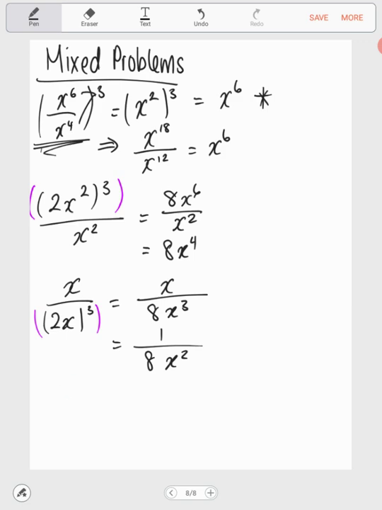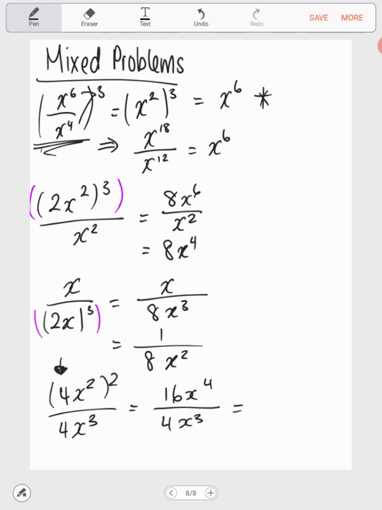This one has a number on the top and the bottom. You may be thinking, why can't I just cross off the 4 on both sides, because there's a 4 on the top and a 4 on the bottom? The reason is because this 4 is in brackets, and that 4 is actually 16 because we're going to square it. So our top becomes 16x to the 4, and then we divide it by 4x cubed. 16 divided by 4 is 4, and we end up with 4x to the power of 1.